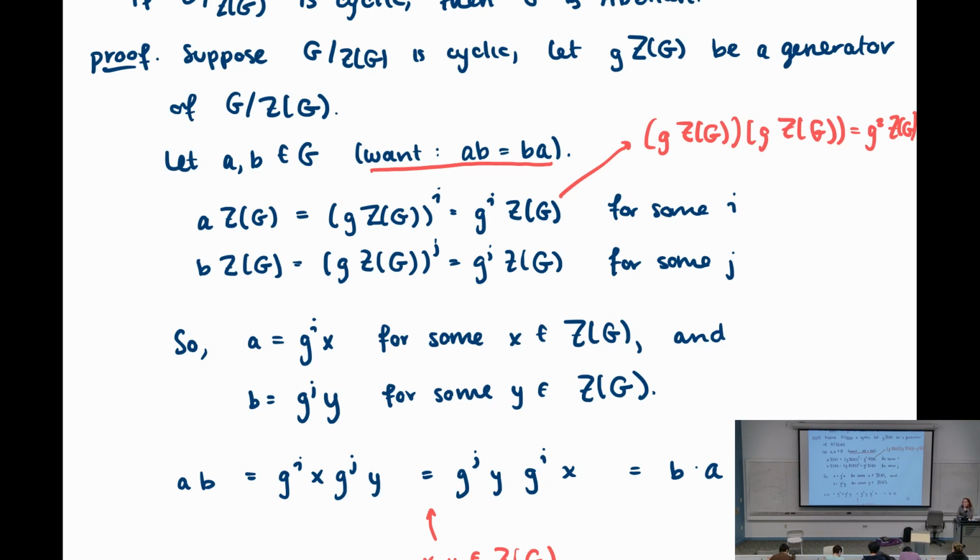Can you go back and explain why you know that a equals g^i x? Okay, so the question is, why do we have a equal to g^i x? So let's look at these two sets, which we're saying are equal. a is an element of the one on the left-hand side because the identity is in Z(G). So a is in here, which means that a must also be in this set. But everything in this set is written as g^i x. So that means that a is equal to some g^i x. Okay, good. Other questions?